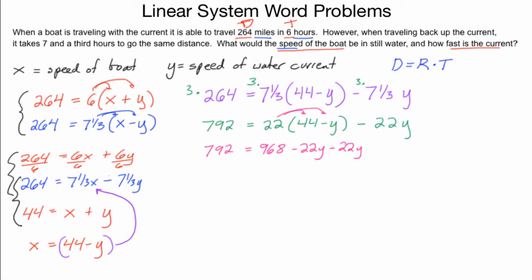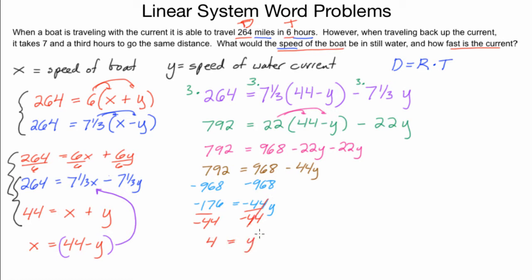That gives me, switch to brown, 792 is equal to 968 minus 44y. Let's subtract 968 from both sides. 792 minus 968. And now we've got negative 176 equals negative 44y. And if I divide both sides by negative 44, almost there, we see that y is equal to 4.